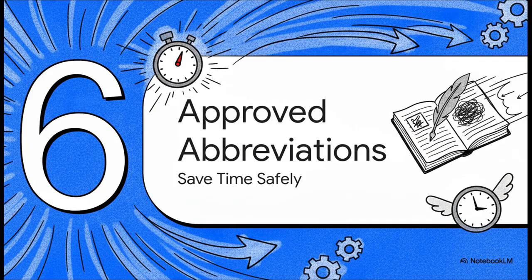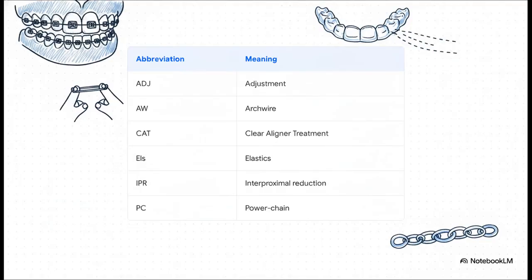Finally, Phase 6, approved abbreviations. Let's talk about saving you some precious typing time. We highly encourage using shorthand to speed things up, but you've got to stick to the universally approved list. Things like AW for archwire, Ls for elastics, or PC for power chain. Using the standard list means anybody, the doctor, the front desk, your fellow assistants, can read your note instantly without needing some kind of secret decoder ring.